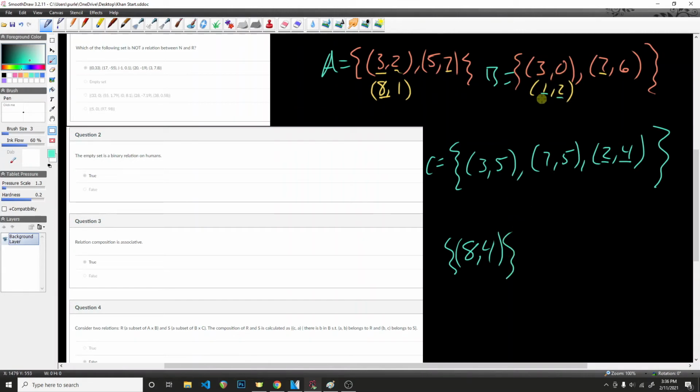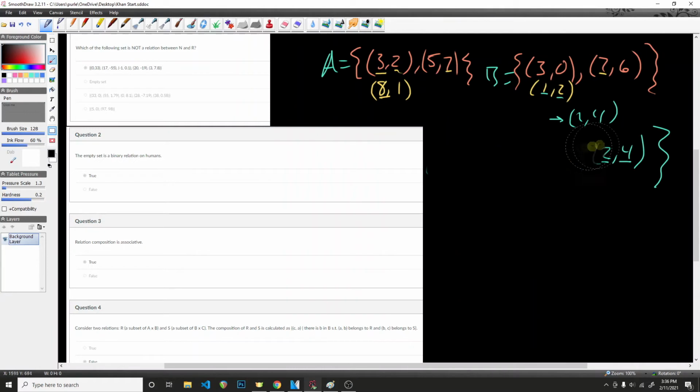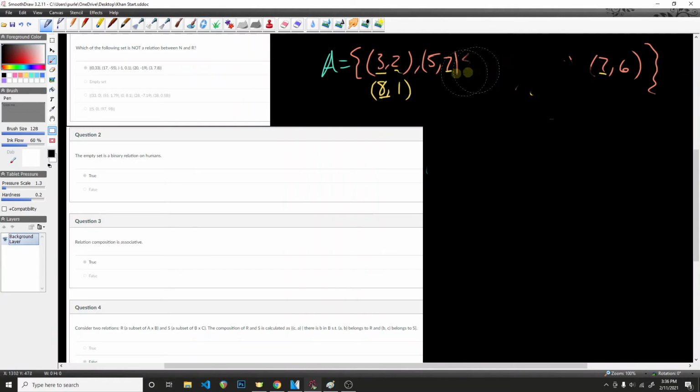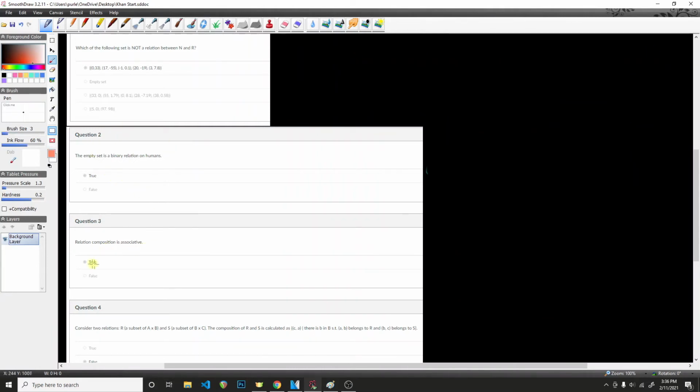If we went from 1, 2 to 2, 4, then we would have 1, 4. But then we would look at A and we would say that we have 8, 1 going to 1, 4. So we would still end up with 8, 4. Now, I don't think that's going to be something that's really important to know, so I'm kind of glossing over that a little bit. But because it is a question here on the quiz, we're going to say that this is true, that relation composition is in fact associative.